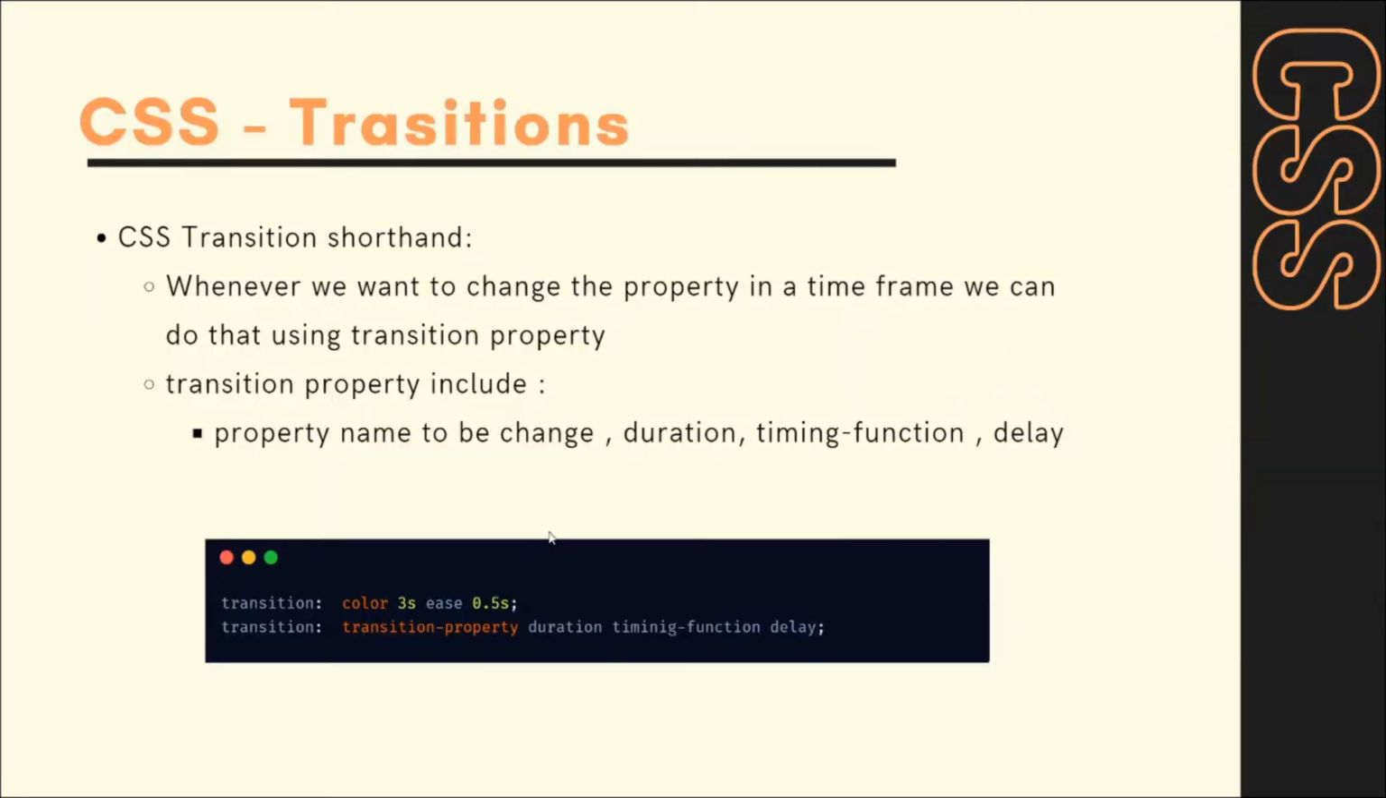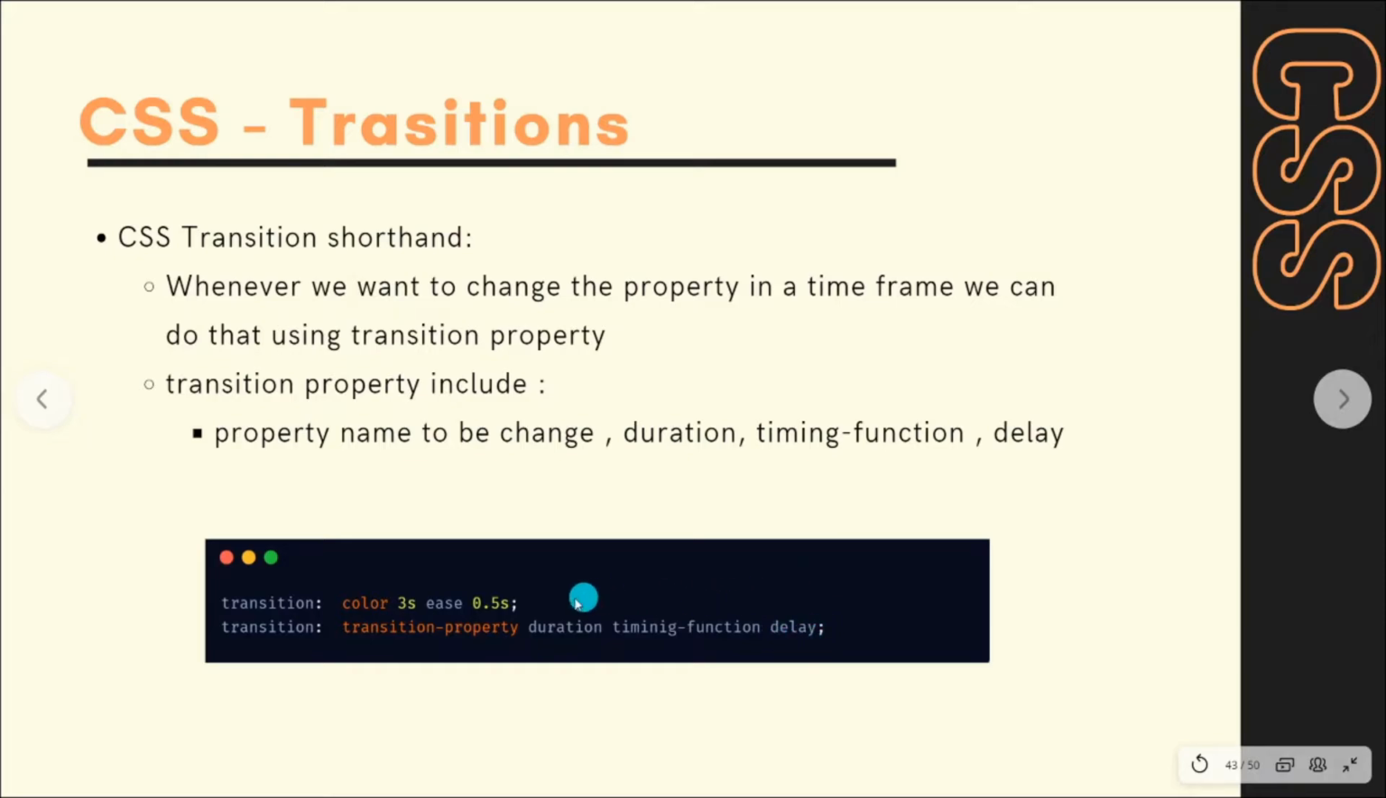Moving forward with the next thing, that is how to write the CSS transition shorthand. Whenever we want to change a property in a time frame, we can do that using the transition property. The transition property includes the name to be changed, duration, the timing function, and delay, which we have seen in the previous slide. As you can see on my screen, color is the transition property which we want to change, 3 seconds is the duration, this is the timing function which we provide, and 0.5 second is the delay.